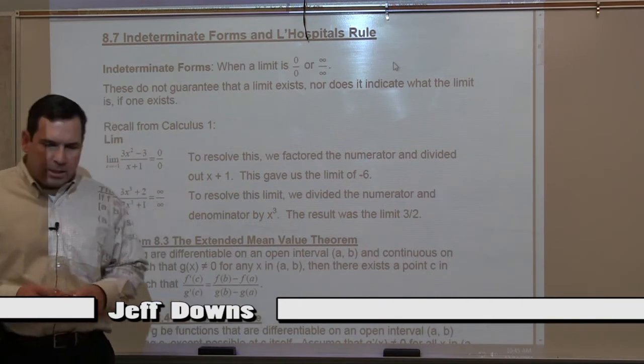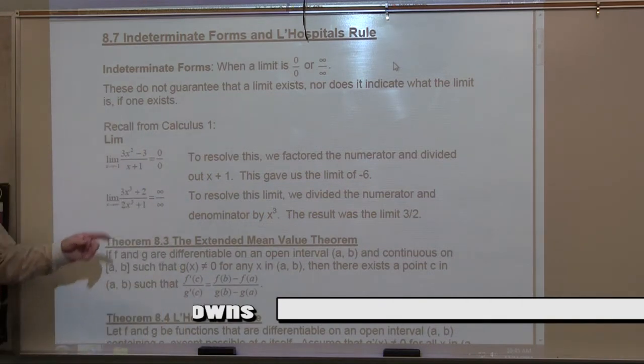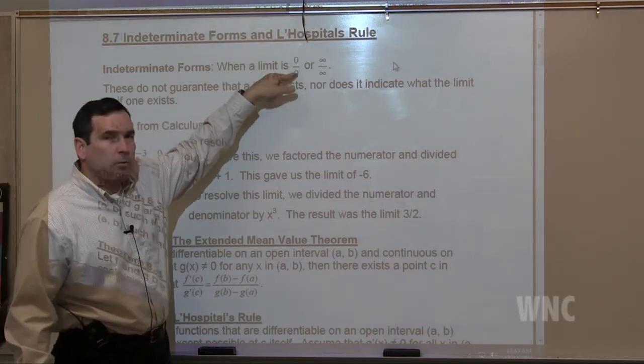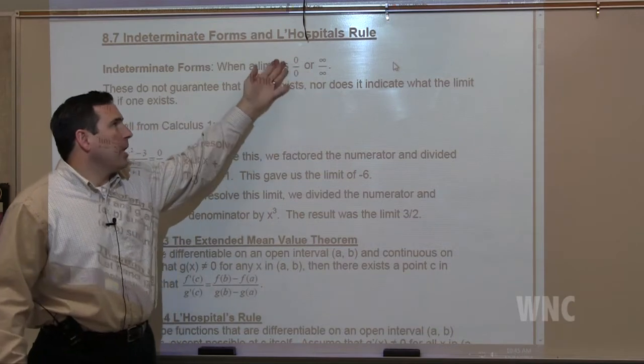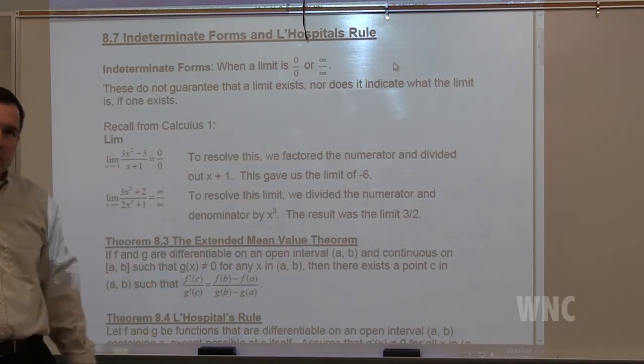Hello and welcome to 8.7, the indeterminate forms and L'Hopital's rule. Indeterminate forms are when a limit is 0 over 0 or infinity over infinity. A lot of people want to call that 1, and we really can't do that. It's indeterminate, it's not known.